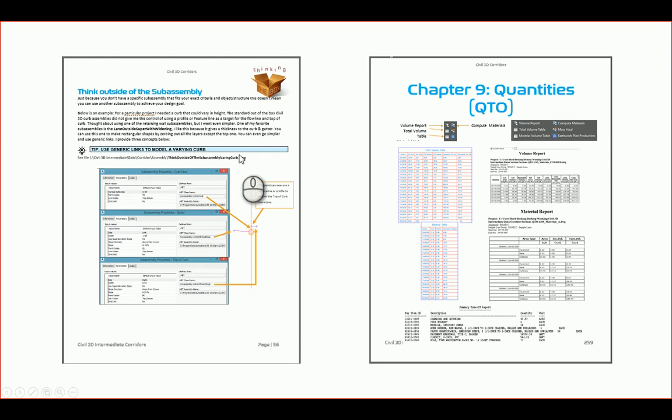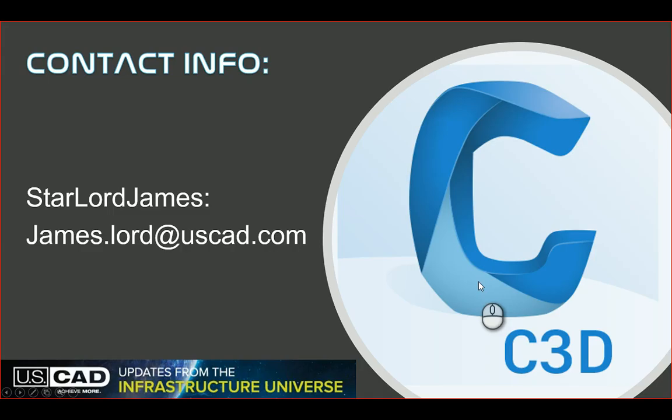How to create your own subassemblies. We go through all the subassemblies, even the ones that we were talking about, the new ones earlier, and quantity takeoffs. So how do you get various tables to do materials or volumes along those corridors, and how do you get different reports and stuff like that.